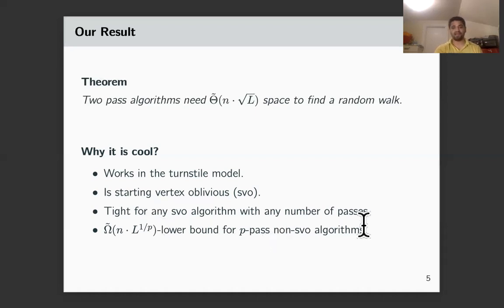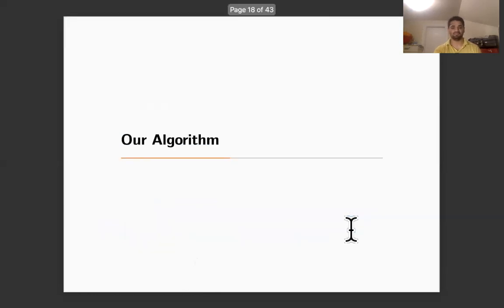And the hardest of the 3 results is actually this lower bound, the general algorithm's lower bound. And this is the one that I shall talk the least about. I will cover a lot of the details in the algorithm and in the oblivious lower bound. So let's start with the algorithm.